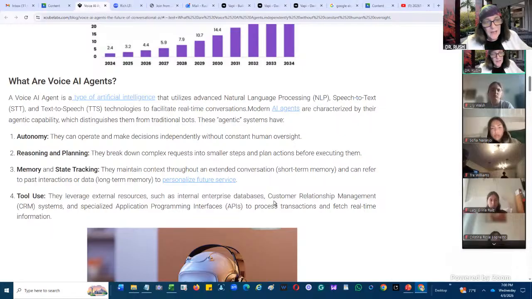CRM, and specialized application programming APIs to process transactions. So these agents not only can just answer the phone, later on you'll be able to process the transaction, fetch real-time information, tell me what is the status. For instance, I called them and said, I don't know about this billing problem, they can answer it.